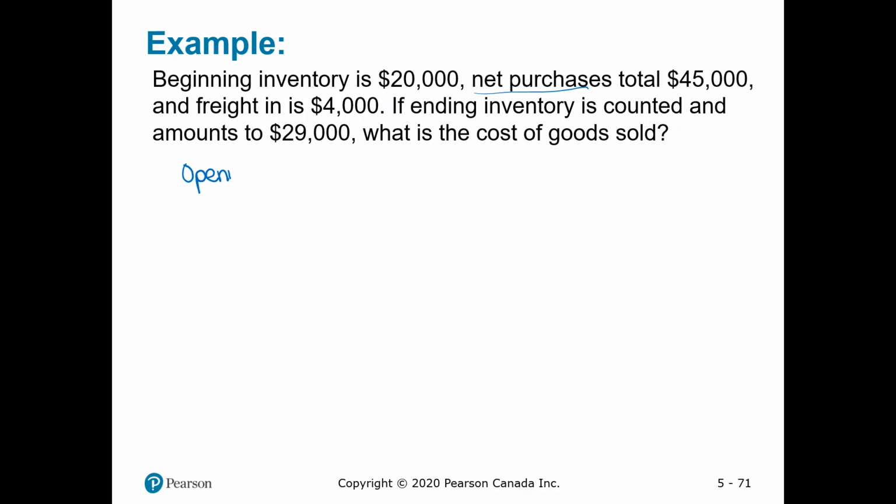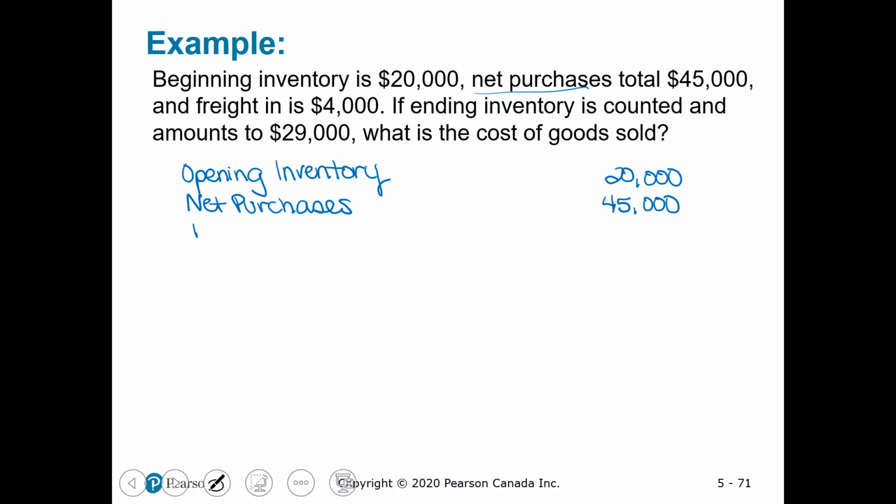So we start with our opening inventory or beginning inventory, whichever you say is easier. To be honest with you, opening is easier to spell, so I always say opening inventory. So that is $20,000. We need to add our net purchases. So here we're given the net amount, so we can just say net purchases were $45,000. And we also needed to pay freight in, which was $4,000.